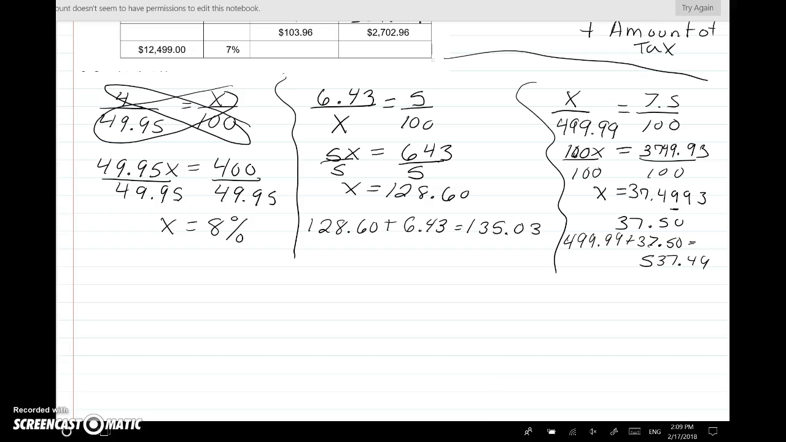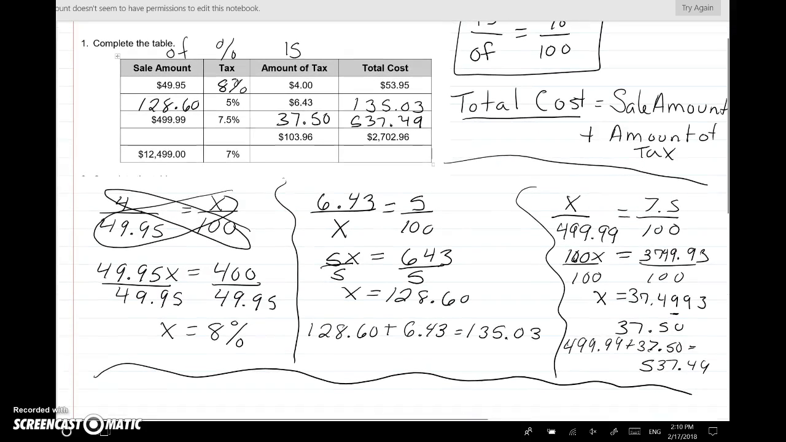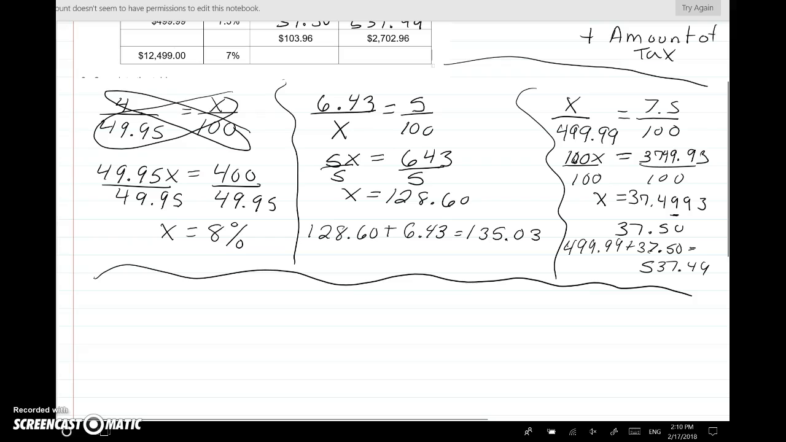As you can see, I moved the screen down a bit. I don't have my is or my of. How can I get my original price? Well, let's think for a moment. My original price is going to be my total cost minus the amount of tax that was added on. So let's go ahead and do 2702.96 minus 128.60. And that's going to give us $25.99. So that's going to be my of.